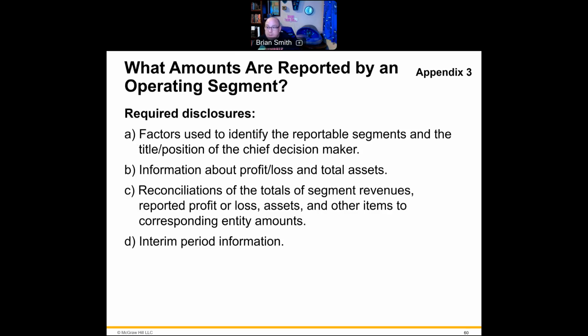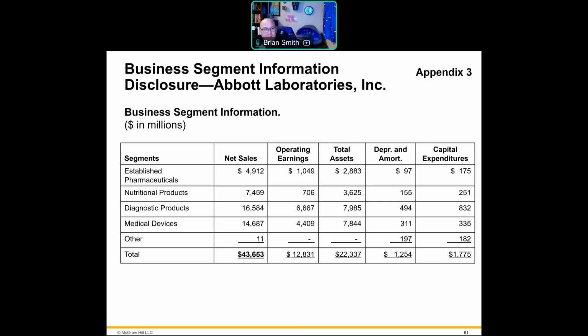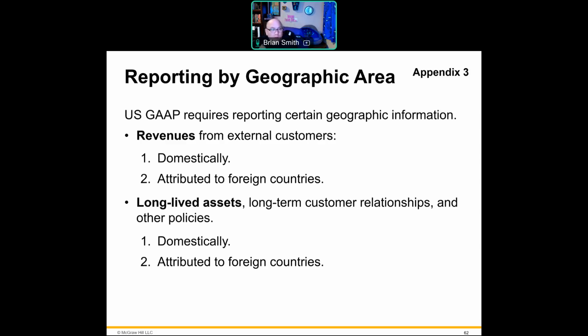Here's your information that's often shown. Let's look at this next slide. Abbott Laboratories is an example. You have the pharmaceutical, nutritional, diagnostic, medical devices, and then the other. These are all your different segments. This shows their net sales, operating earnings, assets, just various information. It's general information. We are in the appendix, by the way. I'm just going through this because it's good information, but it's not necessarily stuff we're going to see a whole lot of.